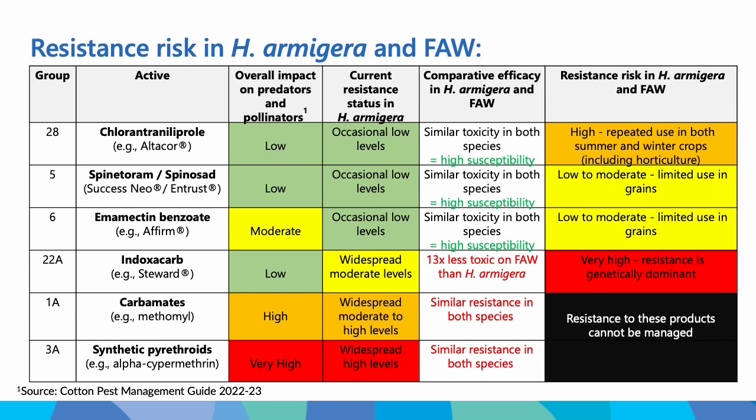For indoxacarb, there is a very high risk of further increases in resistance, firstly because of the lower levels of susceptibility in armigera and fall armyworm populations, and secondly because resistance is controlled by dominant genes. So there is a very high level of heritability, which means that frequencies can increase quickly under high selection pressure. And as far as the broad spectrums are concerned, we are to the point where we're beyond being able to manage resistance to those groups.